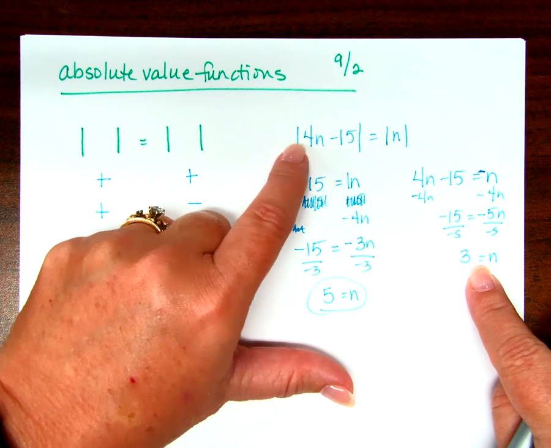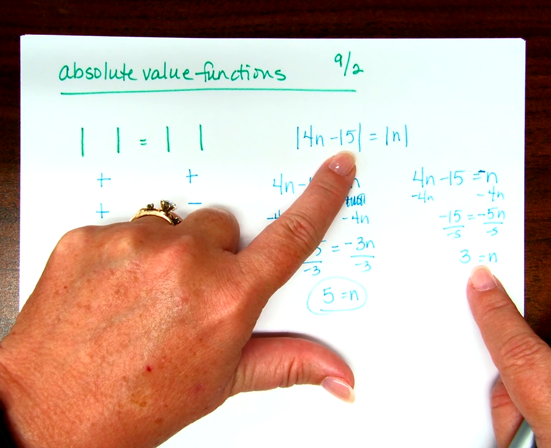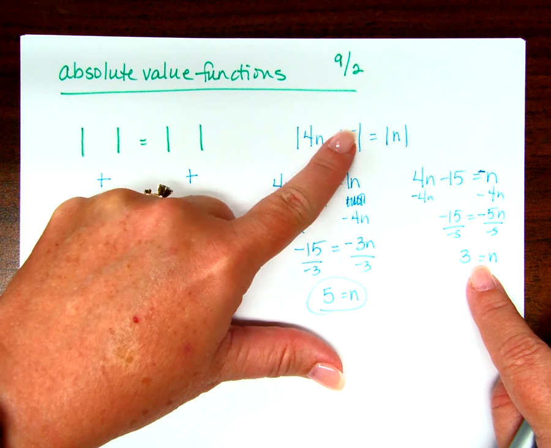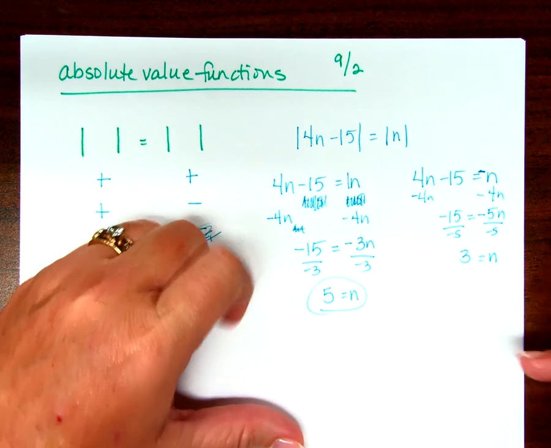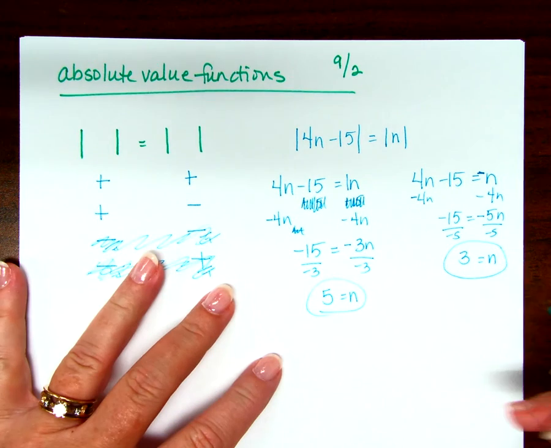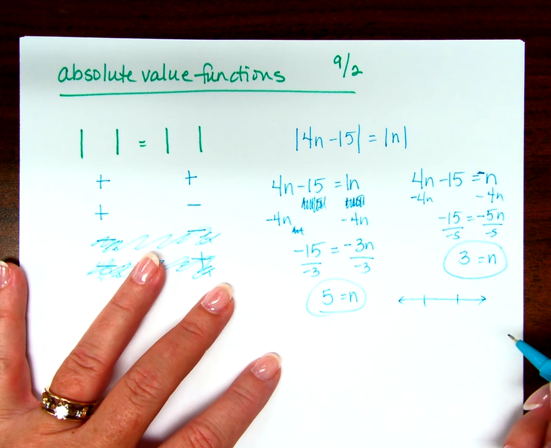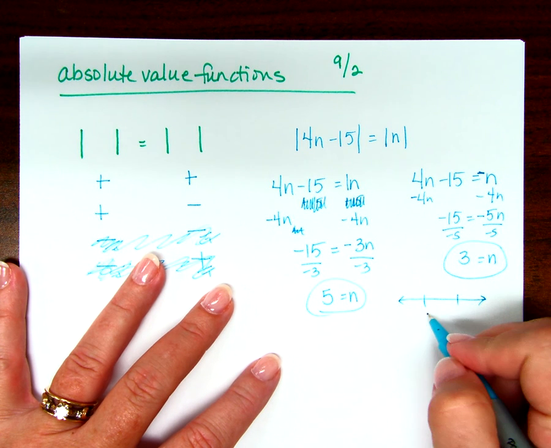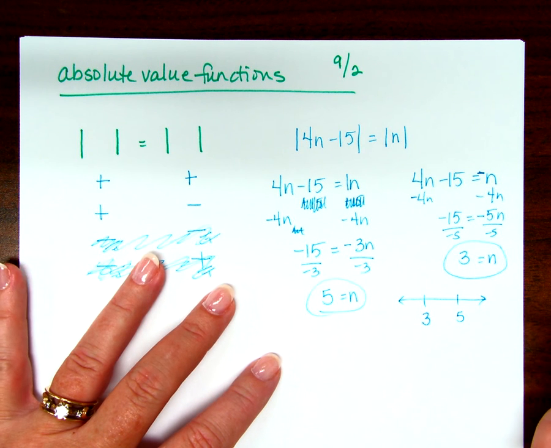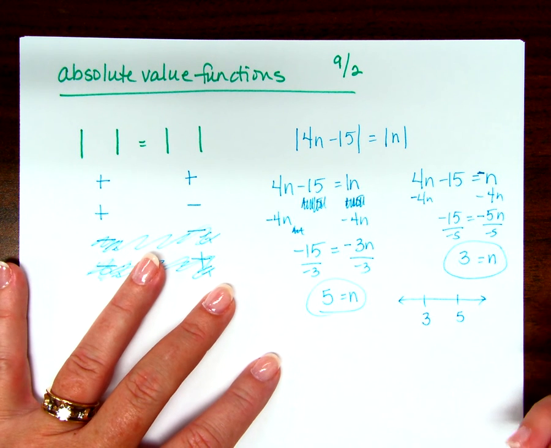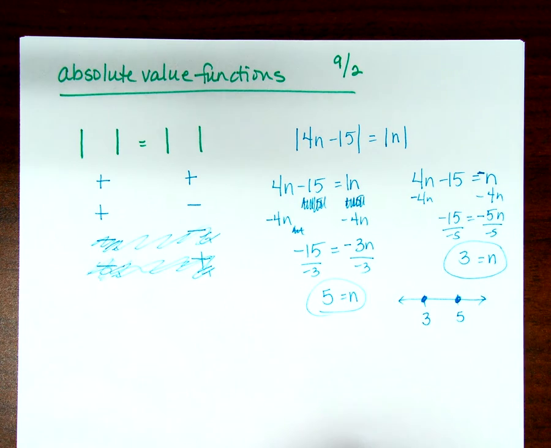What about this one? 4 times 3, 12 minus 15? -3. What's the absolute value of -3? 3 equals absolute value of 3, which is 3. So does this one work? Yes. What do I have left to do? Your number line. I've got two answers. Which one goes where? 3's on the left, 5's on the right. Why? Because 3 is less than 5, right? Always least to greatest. A dot on the 3, a dot on the 5.